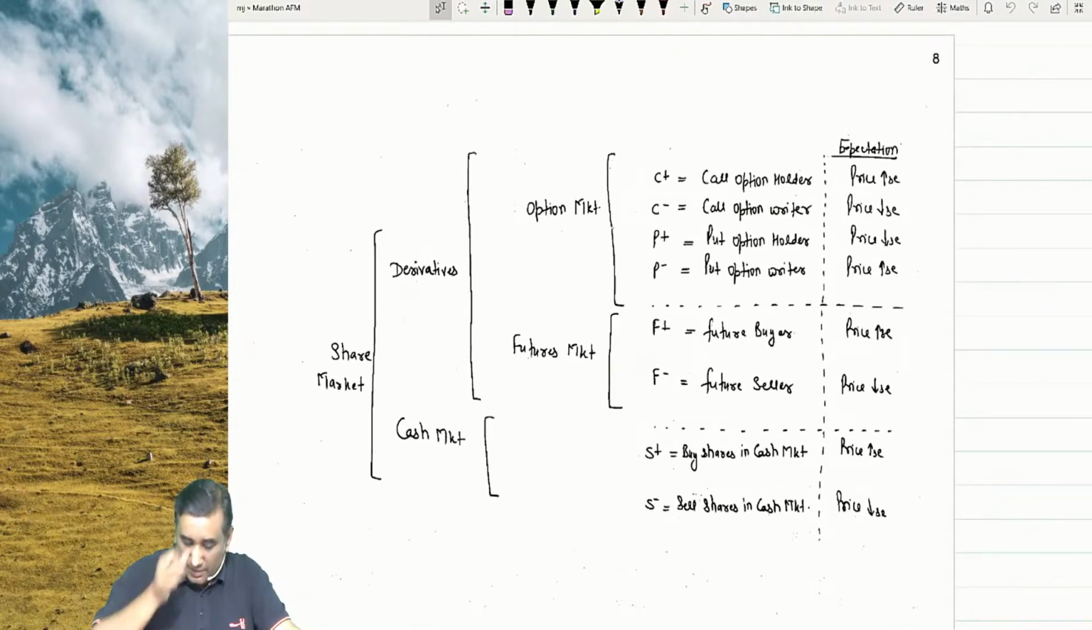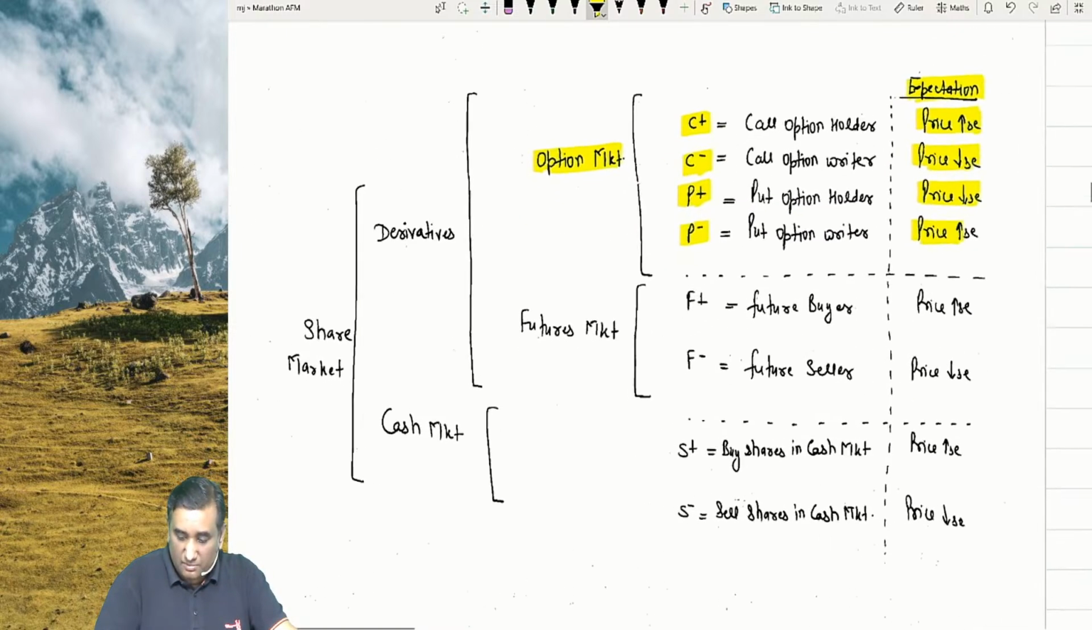In this slide, look at how we read markets now. C plus is the call option holder, expecting price increase. C minus is the call option writer, expecting price decrease. P plus is the put option holder, expecting price decrease. P minus is the put writer, expecting price increase. This is called the option market.